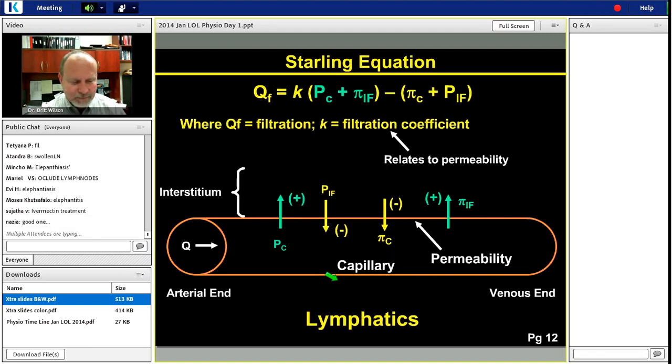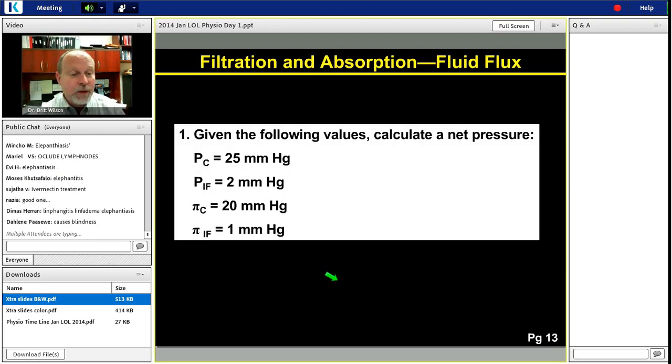All right, so those are our forces. Let's work with them. I'll show you how to work with it very, very quickly. Pressure in the capillary, hydrostatic pressure. Does it get a plus or a minus? Is it promoting filtration? A plus. Yep, very good.